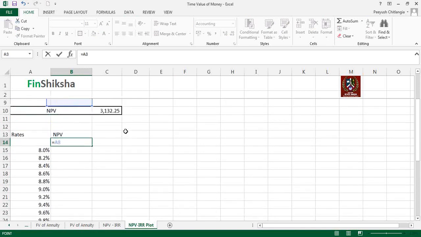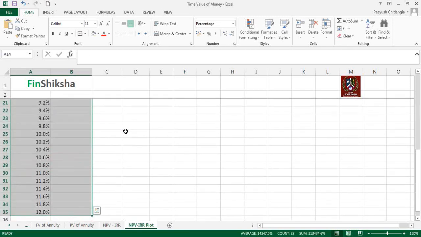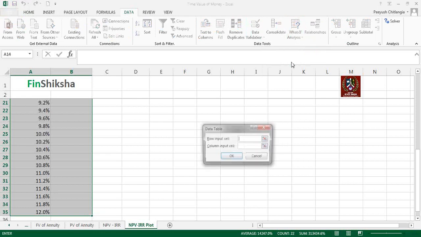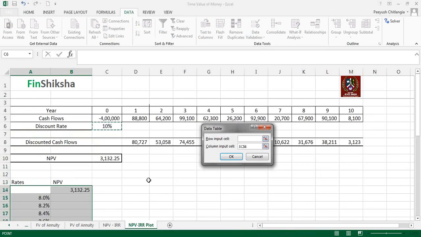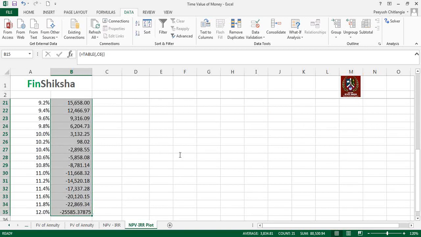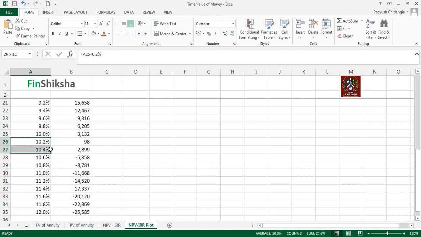NPV at this point of time, we can link here. So if you remember, this is similar to your sensitivity analysis with one parameter. I can select this entire data set, click on data, what-if analysis, data table, and there's no row input cell. There's only one parameter, which is column input cell, and I link that to the rates. Click on OK, and we get all the NPVs. Right? We get all the NPVs available to us, and let's quickly reformat these so that they're easy to read. We realize that somewhere between 10.2 and 10.4% the project gets rejected, right?